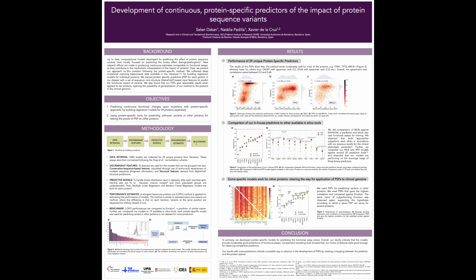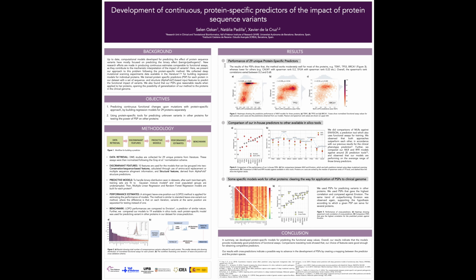Lastly, to compare our models' performances, we did a comparison against 20 tools in the field. And for the cross-predictions, we used one protein-specific tool for predicting variants in other proteins. Now we move to the results, starting with the performance of 29 unique protein-specific predictors.